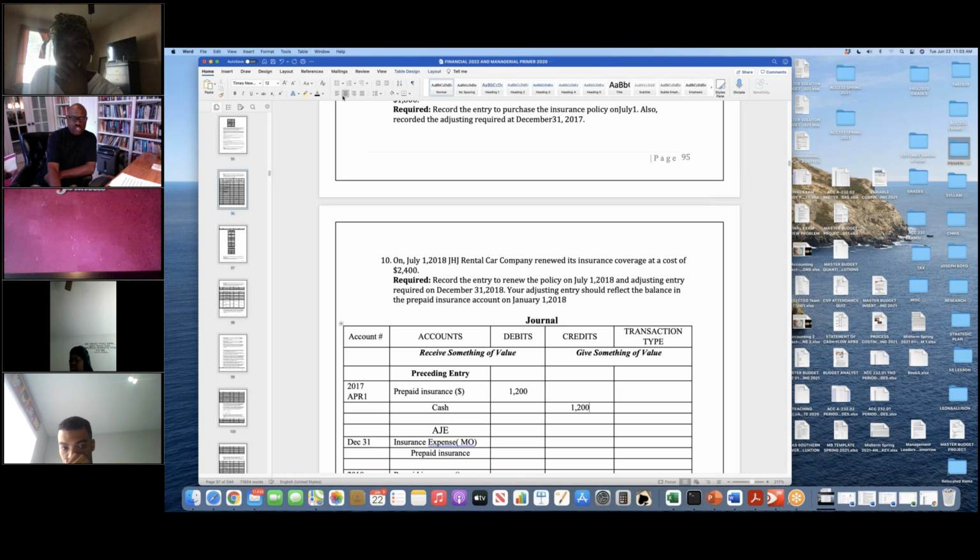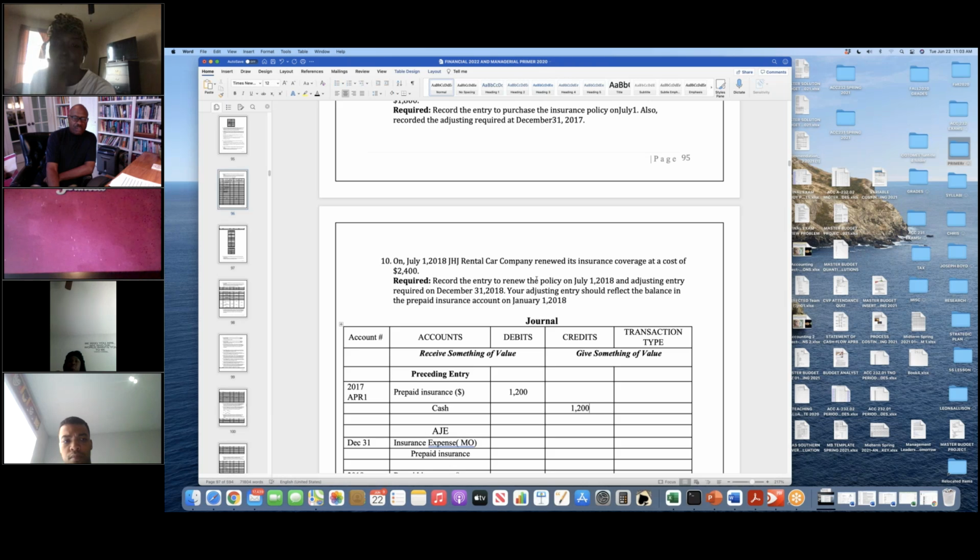So we know that this insurance is expiring at the rate of what? It was a 12-month policy. What's it expiring at the rate of? 100. So therefore, on December 31st, what's our AJE going to be? 900? Yes.